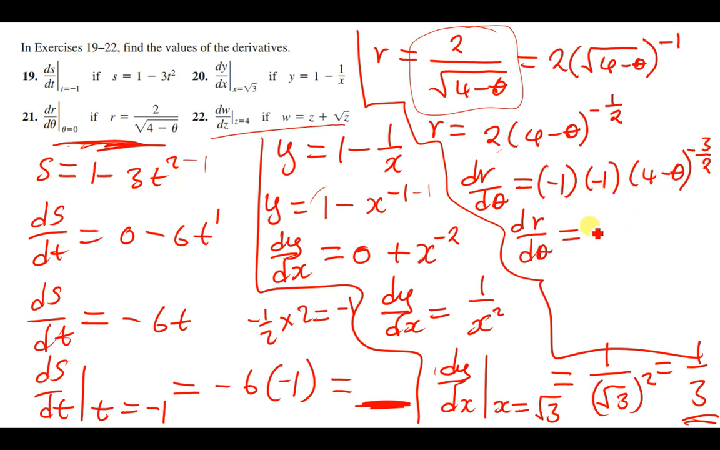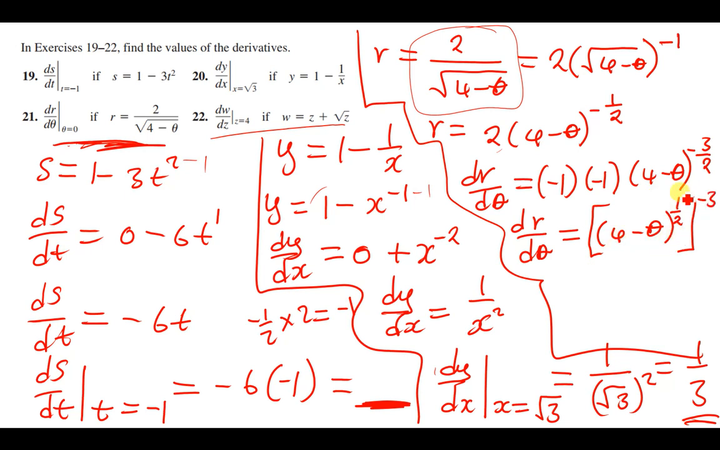So this one can also be written as open brackets, 4 minus theta, to the power half, and then everything raised to the power negative 3.